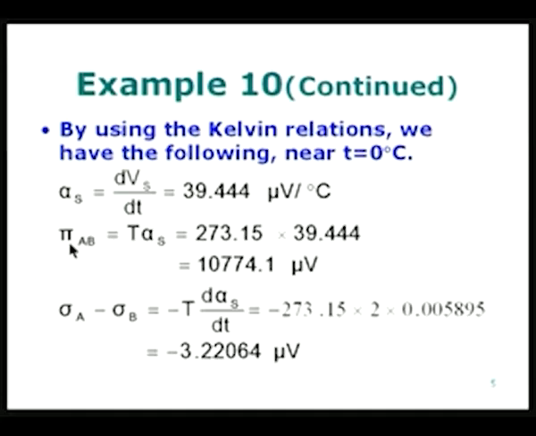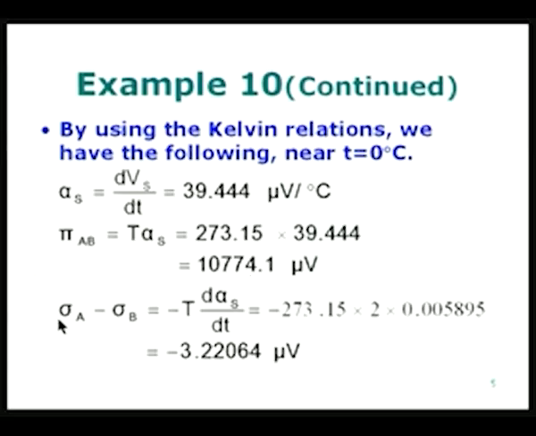From the Kelvin relation, we also have pi AB, where A and B are the chromel and alumel, is equal to T alpha, and alpha is already determined here. So, T is 273.15 into 39.444, this will give you 10,774.1 microvolts. So, the Peltier coefficient is quite a big sizable quantity.